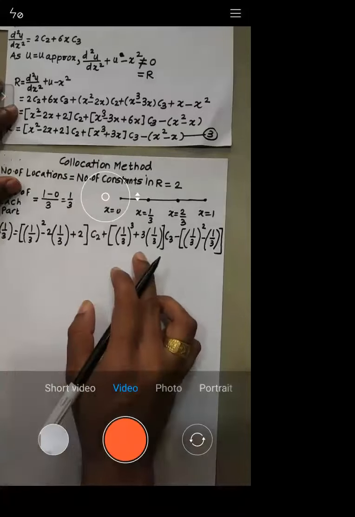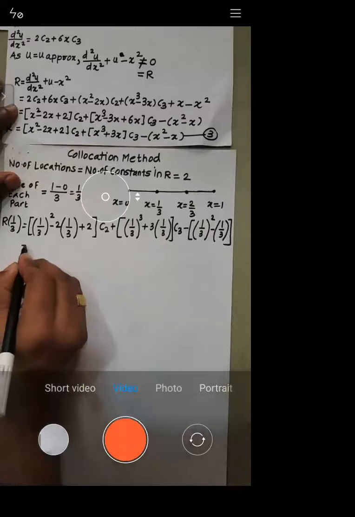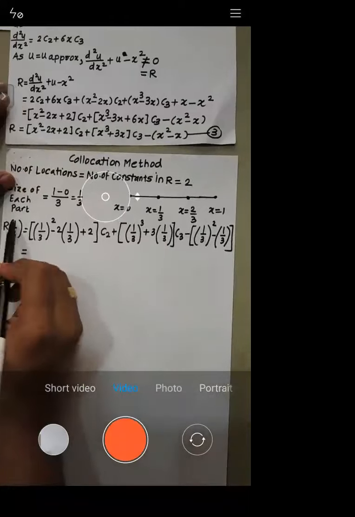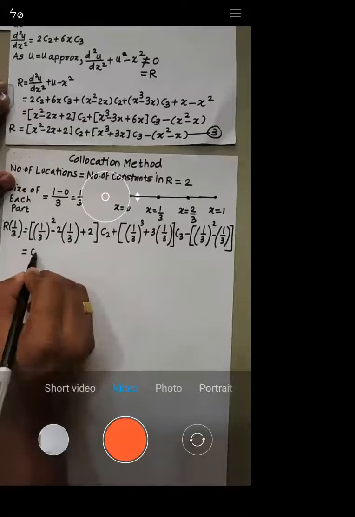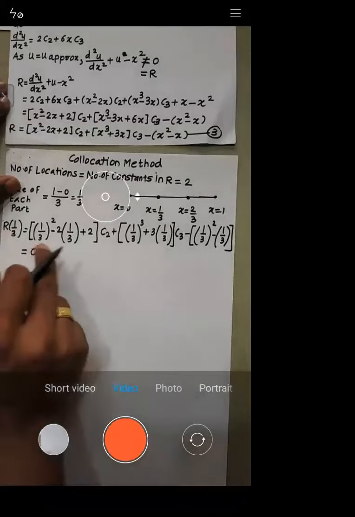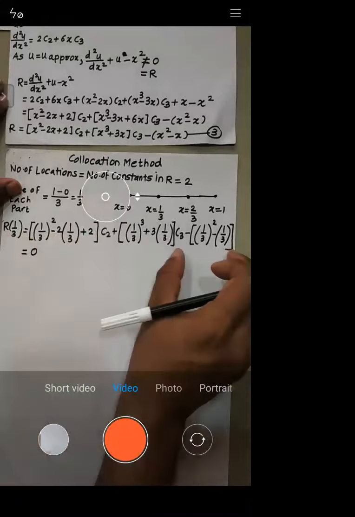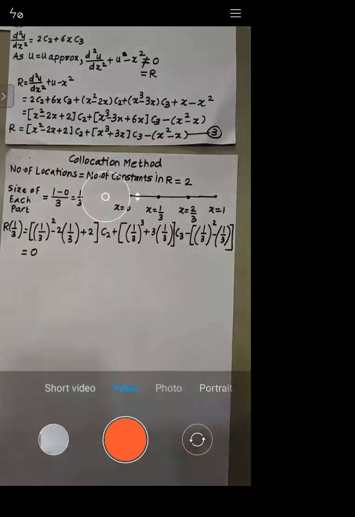So by putting the value of X as 1 by 3, see all of you, what I told you initially, I need this residue to be equal to 0. So I'll equate this to 0 because I need the value of residue, that is error, to be equal to 0. Now tell me these values of coefficients of constants. Tell me this value. Do it fast.